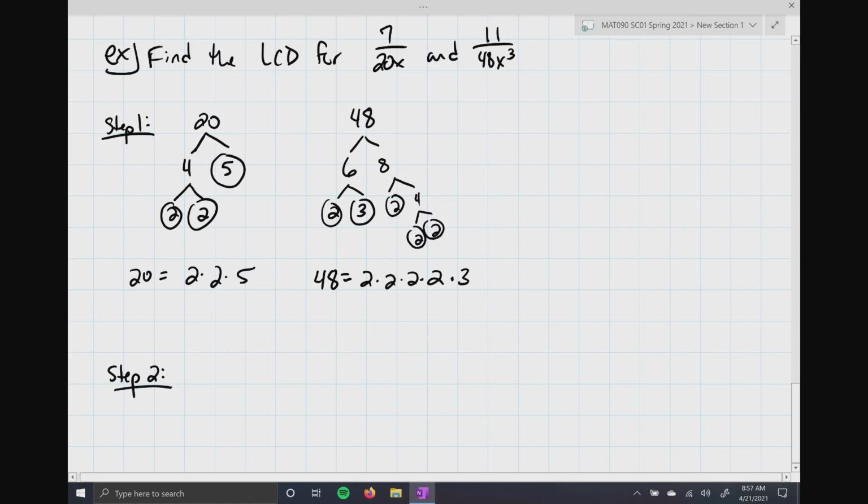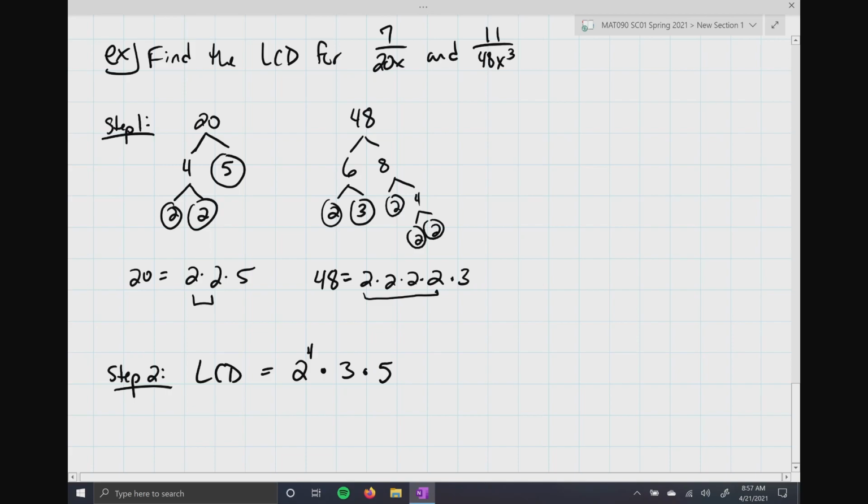Step 2. It's the product of unique prime factors, or better yet, just the product of unique factors. So I see a 2. So my LCD is going to equal a 2 times a 3 times a 5. The question becomes how many 2's, how many 3's, and how many 5's. So if I look at 20, I have 2 2's, but in 48, I have 4 of them. So this is going to be 2 to the 4th, because that is the most I see in one factor. Does that make sense, everybody?